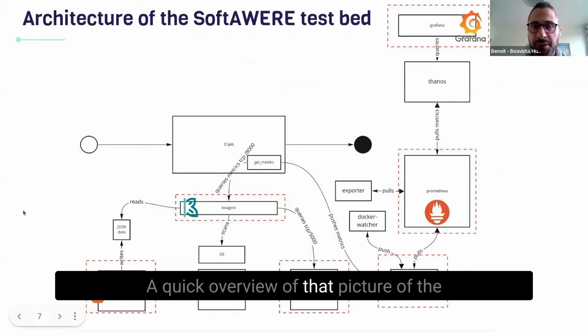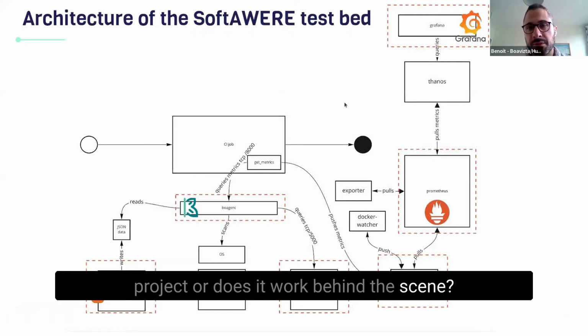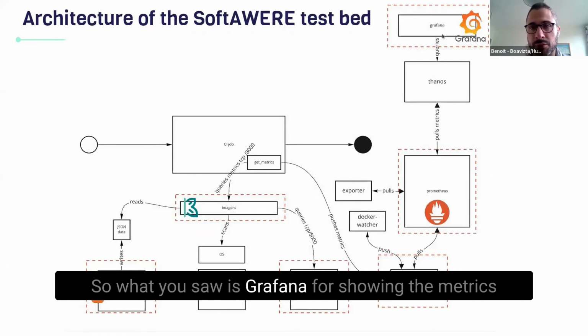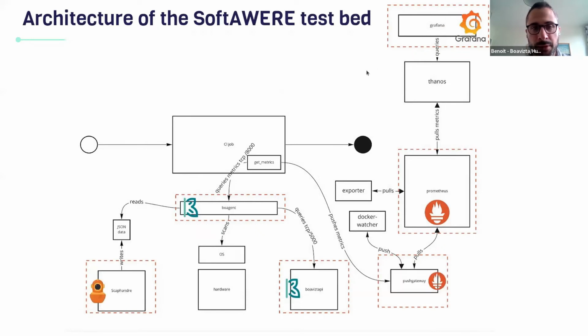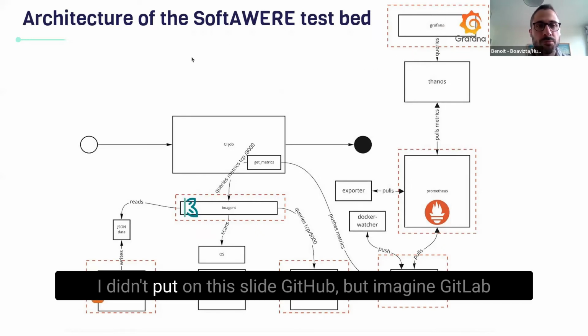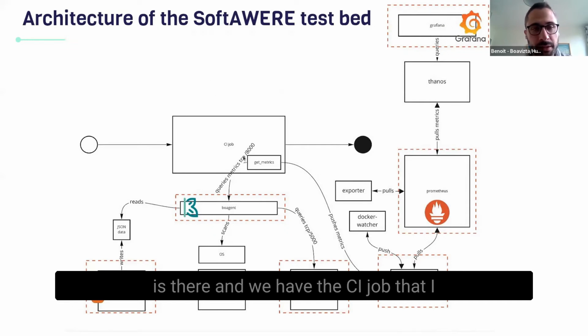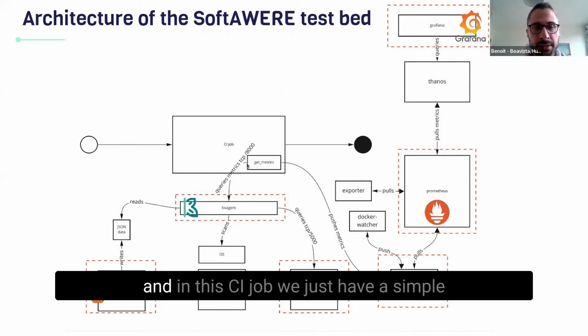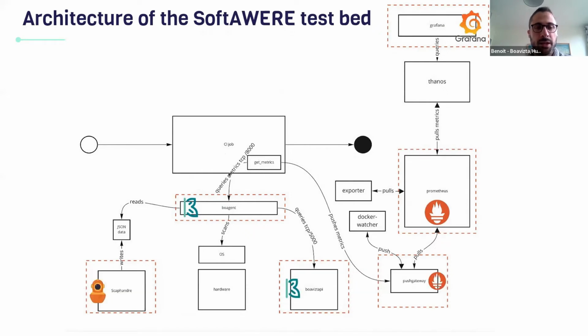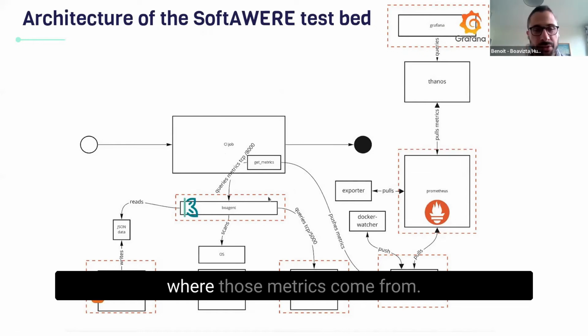A quick overview of the architecture of the project. How does it work behind the scenes? So what you saw is Grafana for showing the metrics in the dashboard at the end of the demo. I didn't put GitLab on this slide, but imagine GitLab is there. And we have the CI job that I showed you, which has a short lifetime. In this CI job, we just have a simple script that will call for metrics. And the interesting part is where those metrics come from.